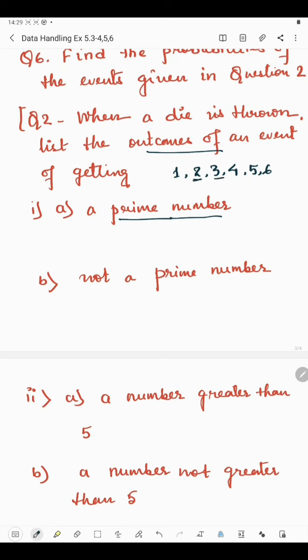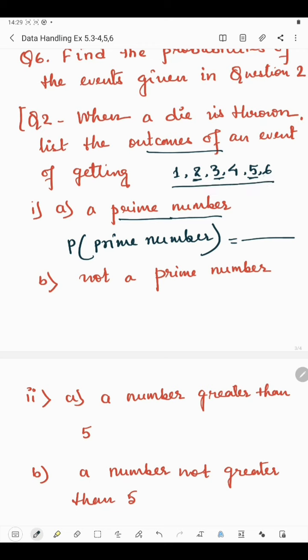2, 3 and 5. There are 3 prime numbers. Now when you have to find the outcomes of a prime number, it would be 2, 3 and 5. But we have to find the probability of a prime number. As you know, while writing probability we write the total possible outcomes in the denominator.